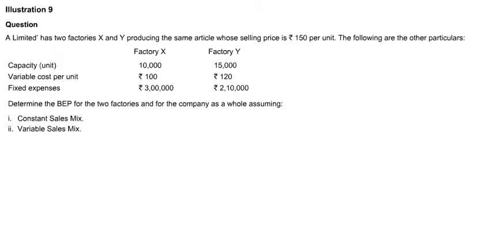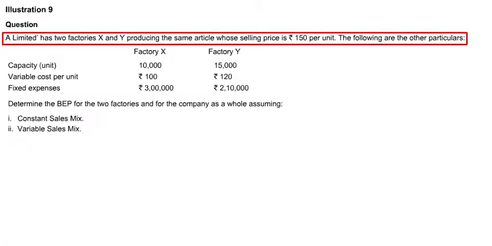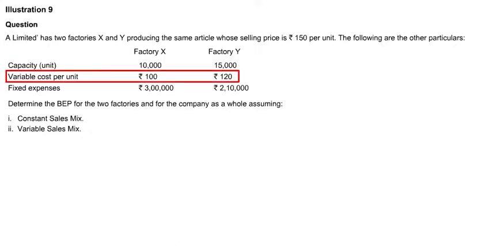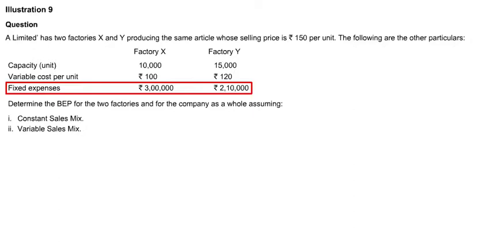Let's look into an illustration here. A Limited has two factories, X and Y, producing the same article whose selling price is 150. Capacity of X is 10,000, capacity of Y factory is 15,000 in units. Variable cost per unit is rupees 100 and rupees 120 respectively. Fixed expenses are rupees 3 lakhs and rupees 2,10,000 for X and Y respectively.